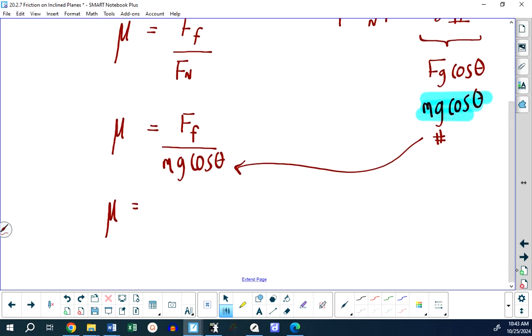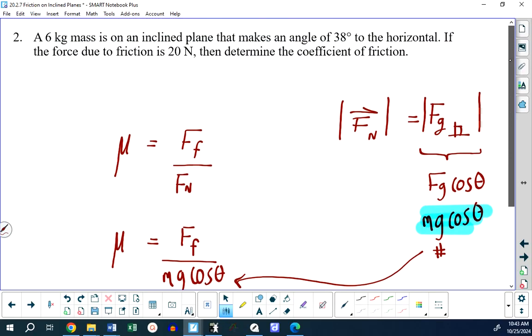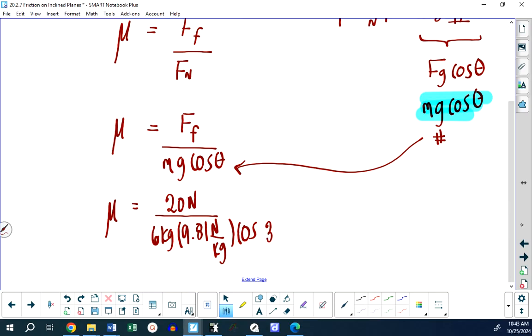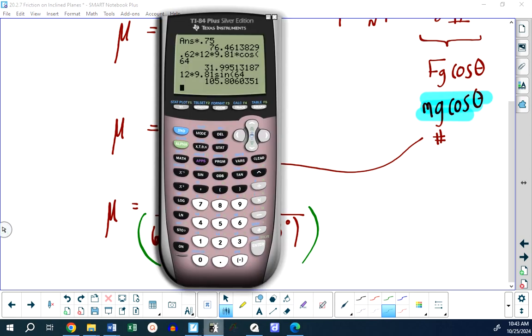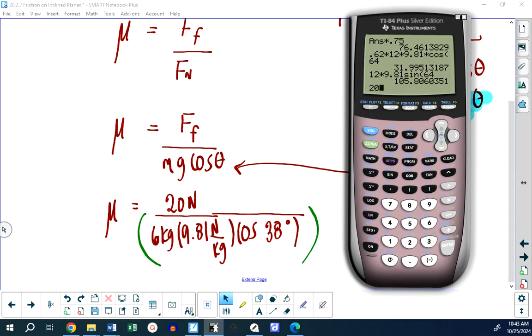38, 20 newtons, 6 kilograms. 20 newtons divided by 6 kilograms times 9.81 newtons per kilogram times cosine of 38 degrees. The only thing you have to be careful of here is if you're going to enter this into your calculator in one fell swoop, when you go divided by, you have to have that in brackets. When I enter it, I go 20 divided by 6 divided by 9.81 divided by cos of 38.